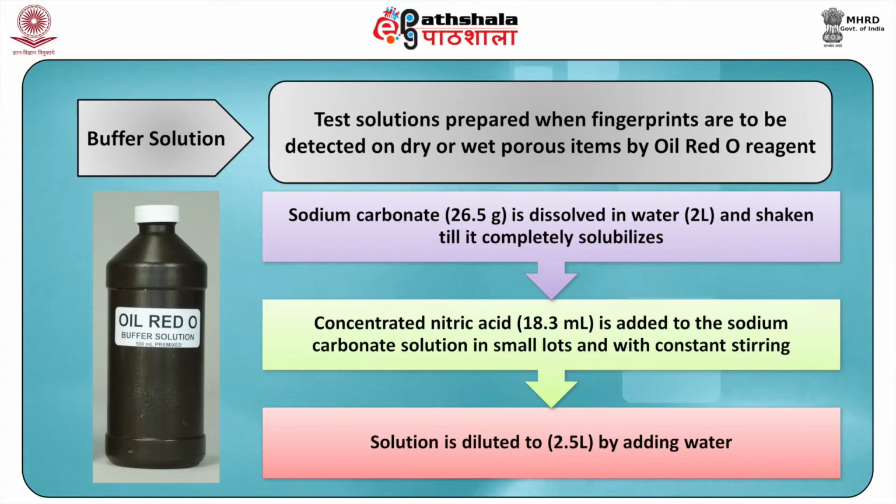B is buffer solution. It is prepared in the following steps. Sodium carbonate 26.5 gram is dissolved in water, approximately 2 liter, and shaken till it completely solubilizes. Then concentrated nitric acid of 18.3 ml is added to the sodium carbonate solution in small lots and with constant stirring. The solution is diluted to 2.5 liter by adding water.